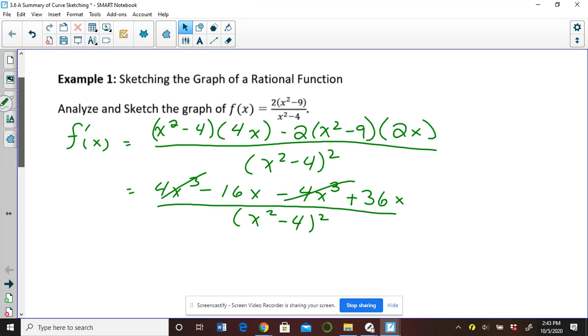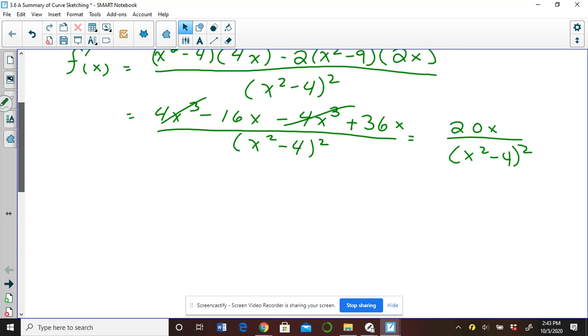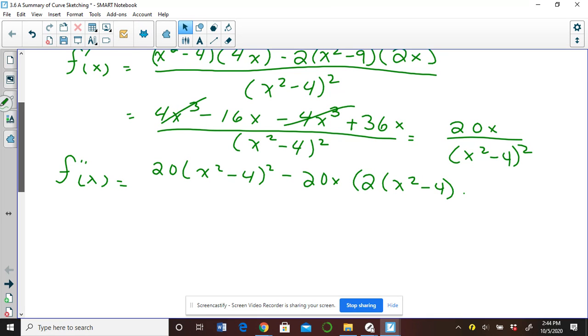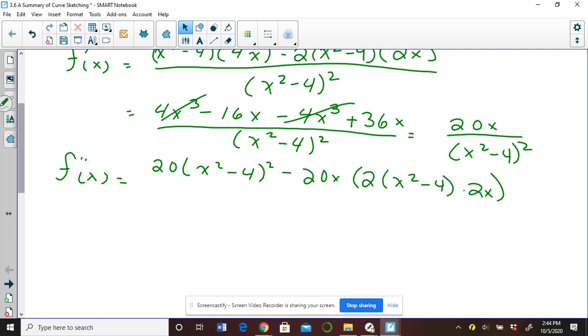So our 4x cubes cancel, and then we're left with 20x over x squared minus 4 squared. So that is the first derivative. So then we also need the second derivative, which we'll use quotient rule again. So that's 20 times x squared minus 4 quantity squared minus 20x times, so we have 2 times x squared minus 4 times 2x, the chain, all divided by x squared minus 4 to the fourth.